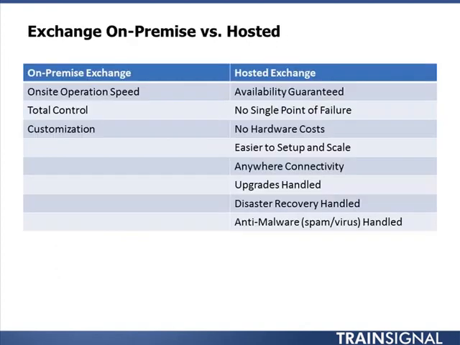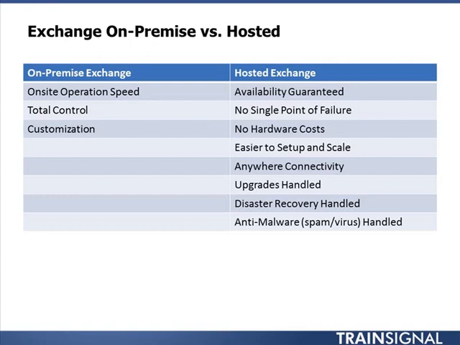So here's a simple chart that just shows some of the reasons why folks, especially smaller businesses, may look to a hosted Exchange solution, be it through Microsoft's Office 365 or some other solution. So you can see that the on-premise Exchange allows for on-site operation speed. It's much faster to have an on-premise Exchange server, and so if speed is an issue, then you want to keep it on-site.